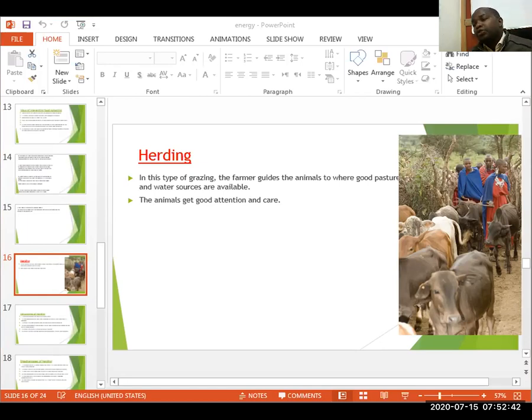Now in herding, you need to understand that animals feed purely on pasture. That is grass and legumes. Legumes are rich in protein, and we have different types of grasses. We shall look at them. So I've said in herding, animals rely on grass and legumes mostly.